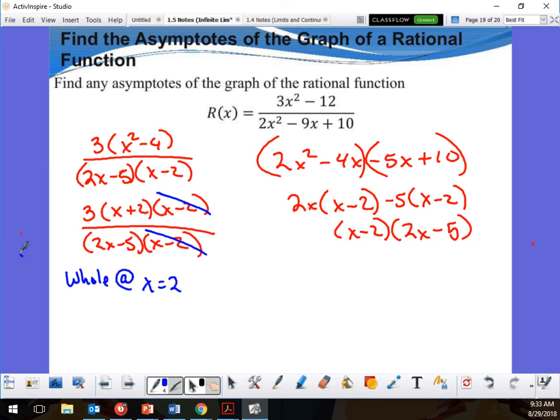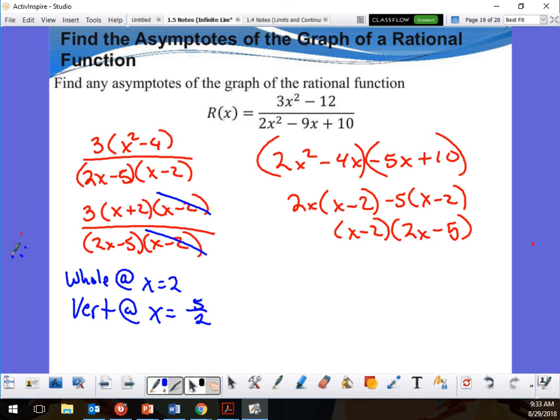All right, so now it's all done and all that, right? So now, let's take a look. Where's my vertical asymptote? At x equals, remember, it's where the denominator is equal to 0. So if you set this little piece right here equal to 0, it's going to be a positive 5 over 2, right? So positive 5 over 2. And so that's my vertical.